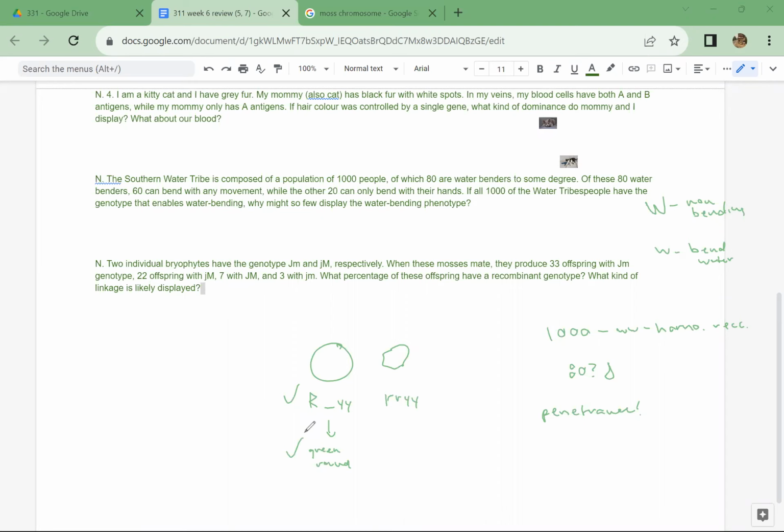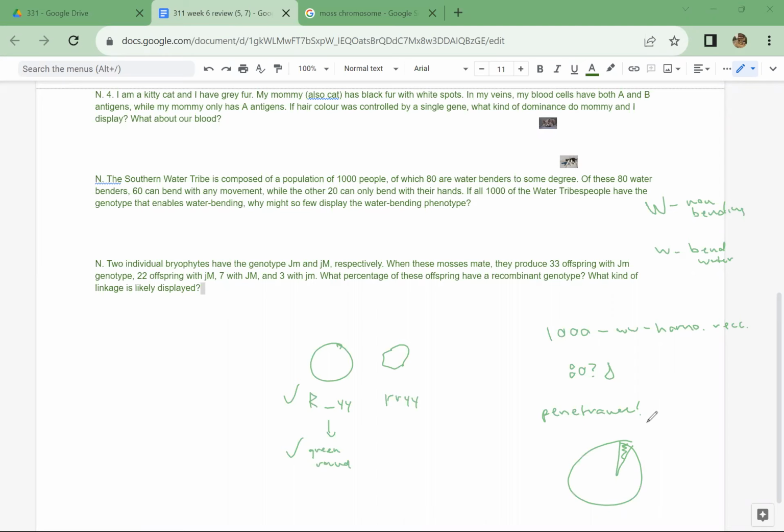I don't know if it's by some chemical mechanism or if it's a quirk of chromosomes that sometimes our genes just don't get expressed in our phenotype. And so we have this population of 1,000 people and only 80 can waterbend. So we have a bunch, and only 80, pretend there's a pie chart, can waterbend. So how is that possible?